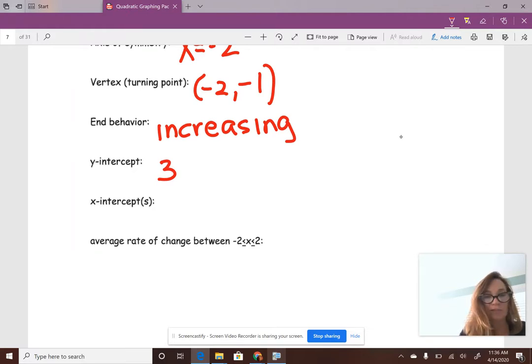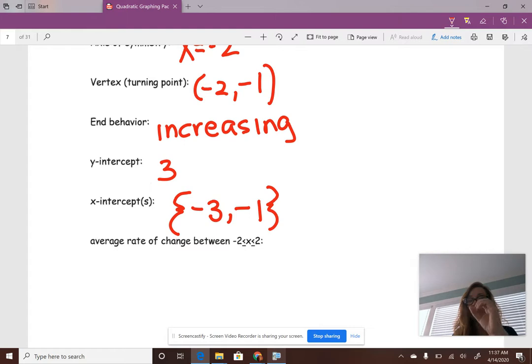The x-intercepts, and in these kinds of things, they're called braces. It intersects the x-axis at -3 and -1. Remember, you can have 2 roots, 1 root, or no roots. No roots is called imaginary.